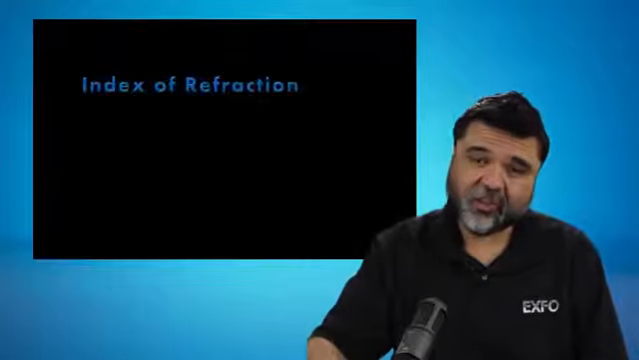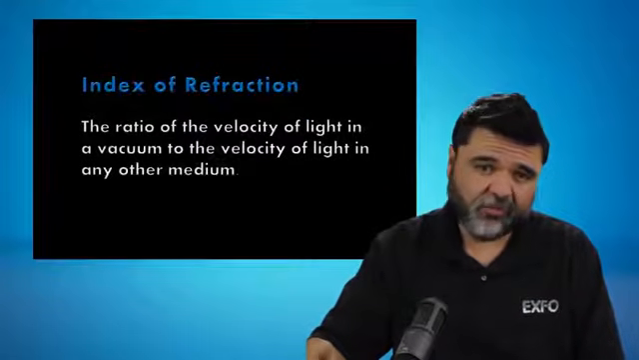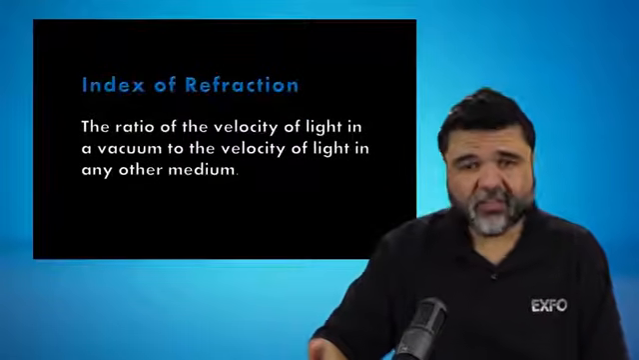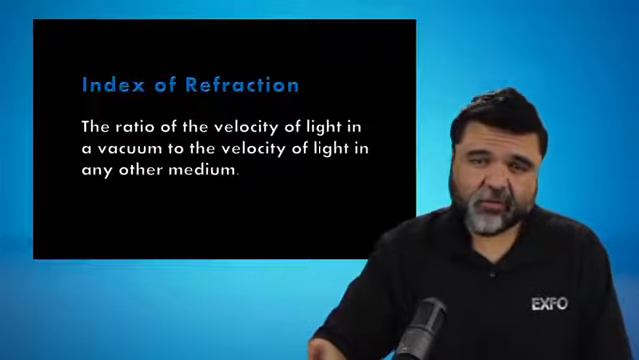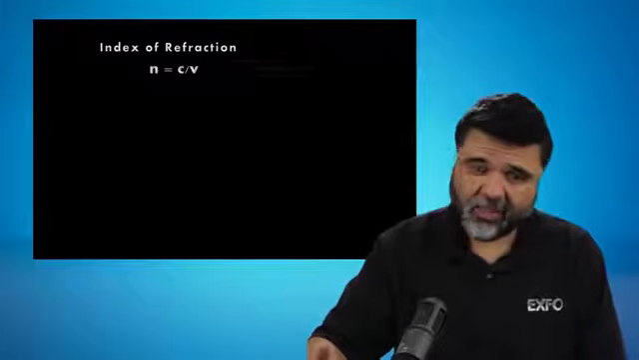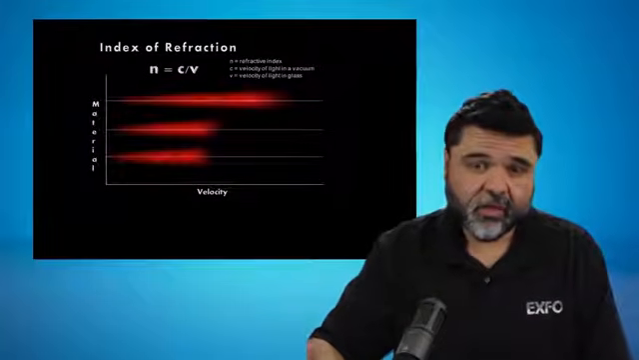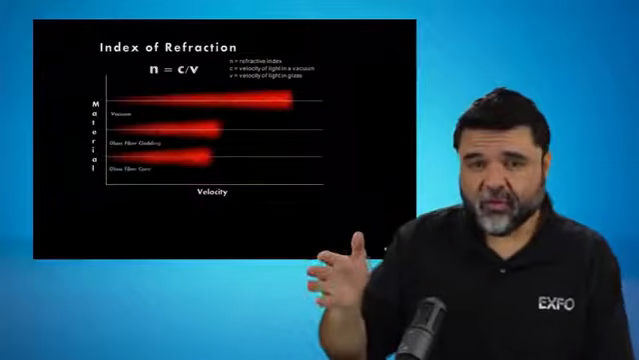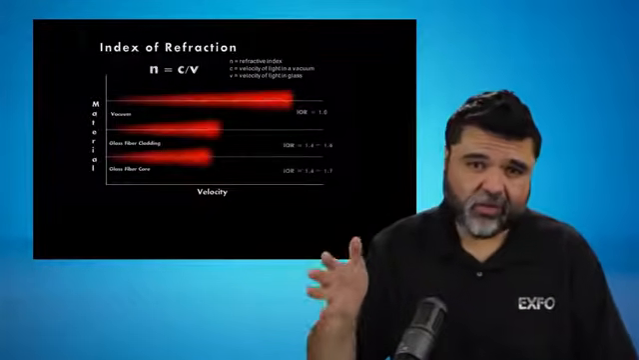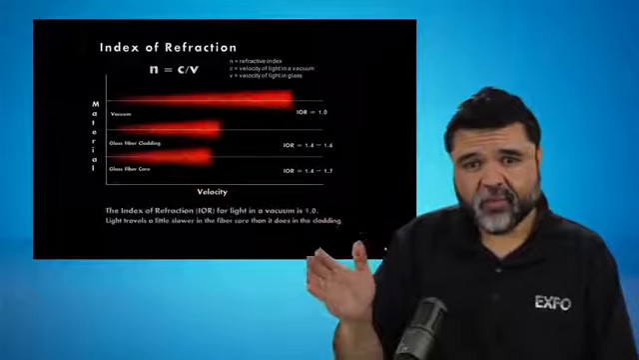One of the important things to realize is index of refraction, which is the speed of light within a particular type of material. Your base value index of refraction of 1.0 is the speed of light in a vacuum, so that's 300,000 kilometers per second in space. As light travels through different materials, its speed actually slows down.